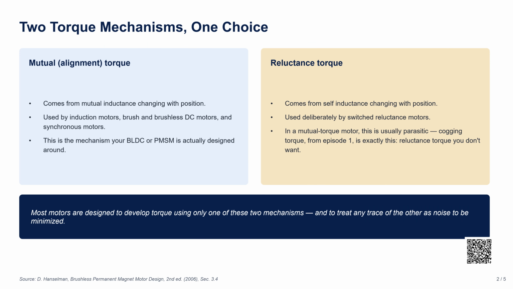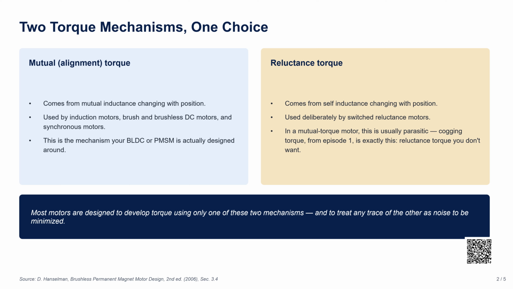Torque in an electric machine is produced by exactly two mechanisms, and it's worth being precise about the difference. Mutual torque comes from mutual inductance changing with position; that's alignment torque. Reluctance torque comes from self-inductance changing with position. Most motor types commit to just one of these. Induction motors, brush and brushless DC motors, and synchronous motors are all designed around mutual torque. Switched reluctance motors, as the name suggests, are built entirely around reluctance torque instead.